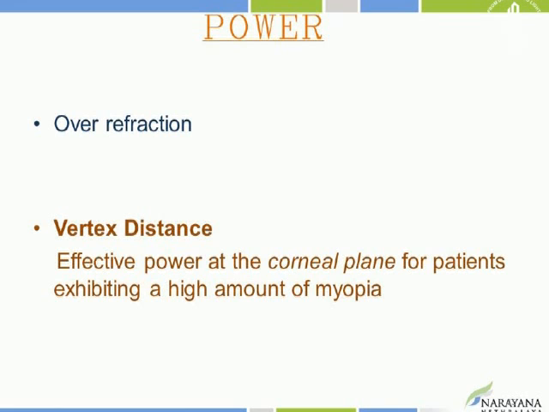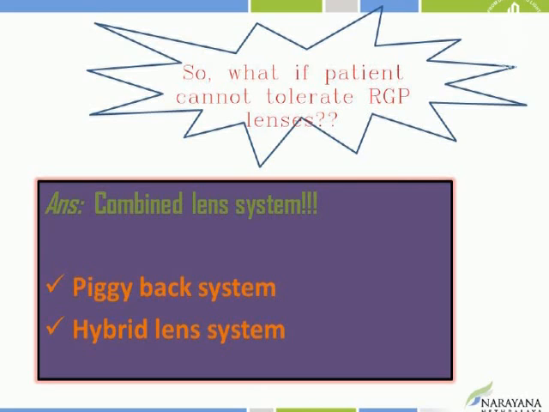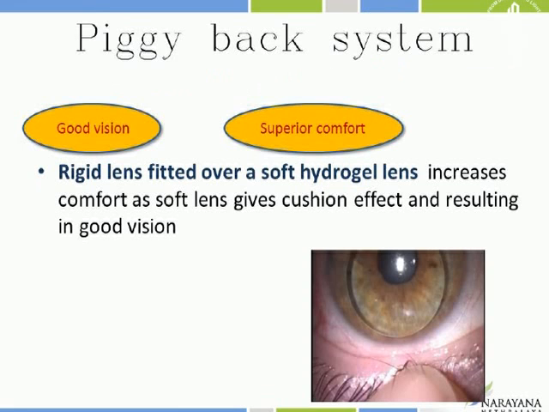So what if the patient cannot tolerate an RGP? What do you do? There are options with combined lenses like the piggyback or the hybrid. What is a piggyback lens? As you can see, a soft contact lens is fitted first, and on top of that an RGP, which bears the major part of the power, is fitted on the soft contact lens. The obvious advantages: the rigid lens gives you good vision, and the soft lens gives you superior comfort.